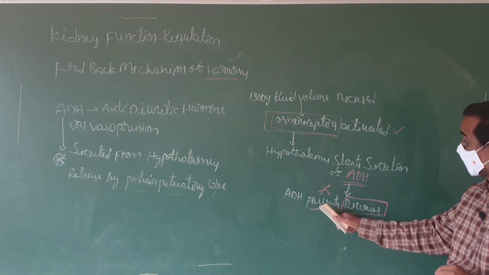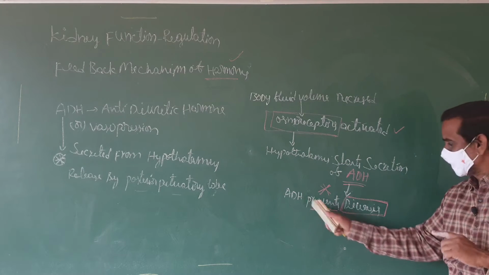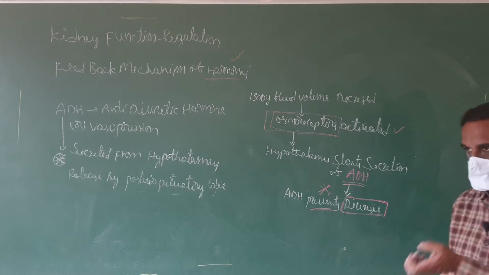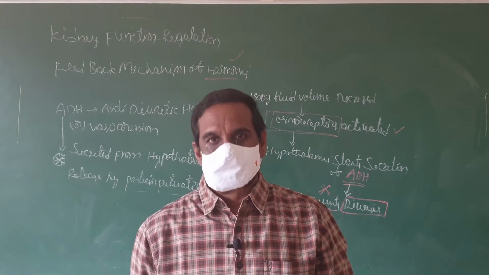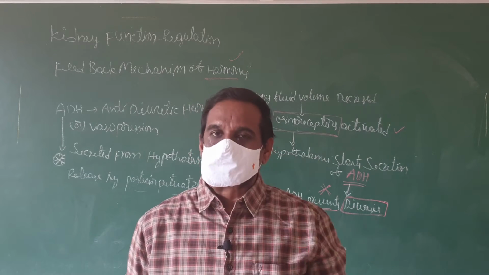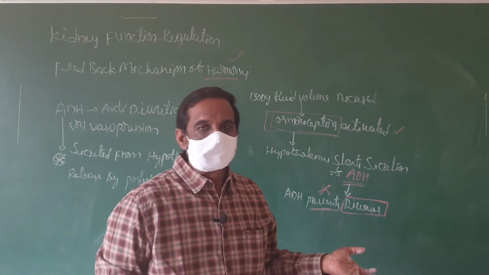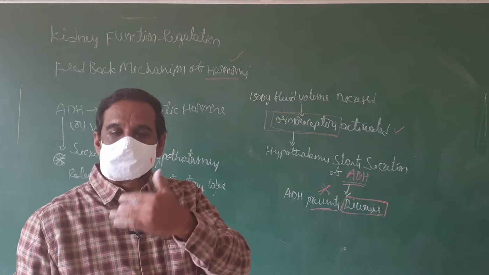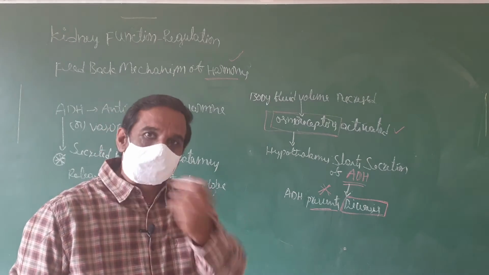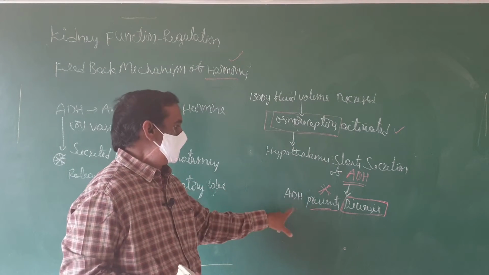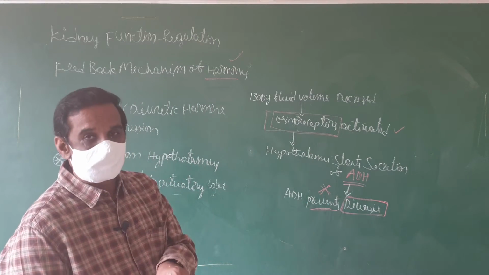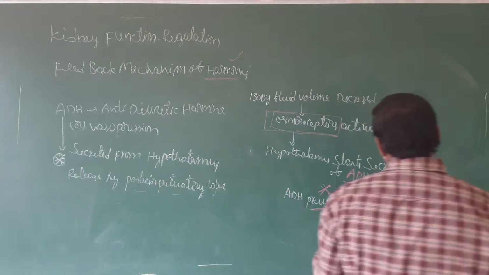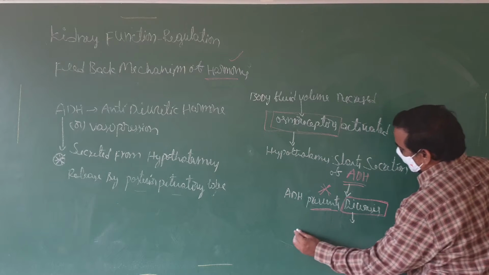ADH prevents diuresis. This is a word you have to remember. What do you mean by diuresis? Diuresis is excretion of more and more dilute urine. Excretion of more urine is called diuresis. That excretion of more urine, or diuresis, is prevented by ADH. That's why ADH prevents diuresis.